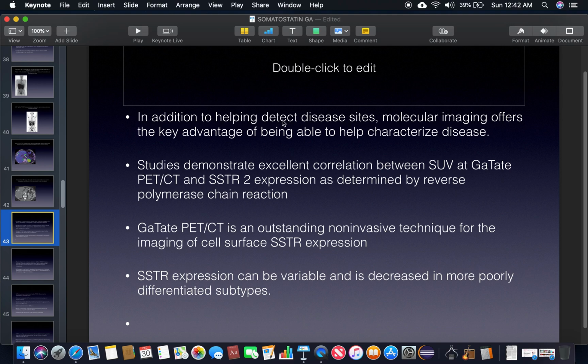Now, I mentioned that somatostatin receptor imaging is helpful in detecting disease sites and also characterizing the lesion. And we found that excellent correlation is there between the SUV at gated PET CT and the SSTR expression. So it's an outstanding non-invasive technique for imaging the somatostatin expression. But the expression of somatostatin is variable and it is decreased in poorly differentiated subtypes. So this is something to keep in mind, because FDG PET can be positive in poorly differentiated subtypes, whereas the gallium Tate is positive in well differentiated ones.